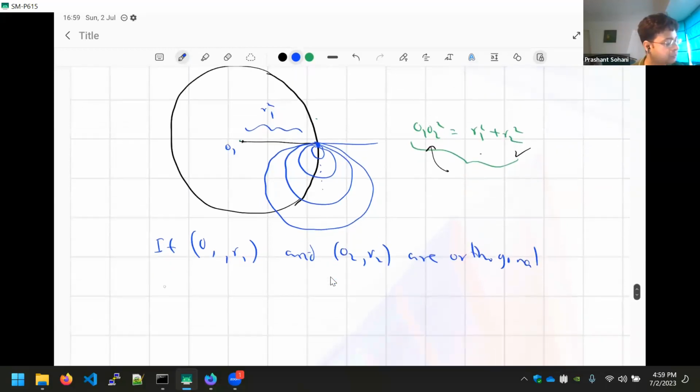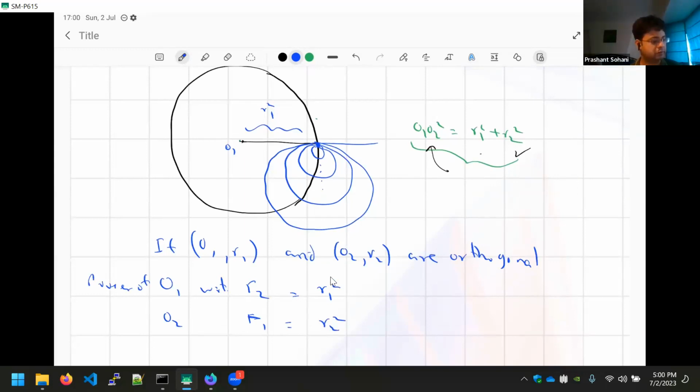It also means that the power of O1 with respect to the second circle is equal to R1 square. And the power of O2, the center of the second circle, with respect to the first circle, is R2 square. Because those are the squares of the tangents, right? The length of that tangent square is the power, right? So this length is R1 and this length is R2. So the power of O1 with respect to the second circle is R1 square, and vice versa.